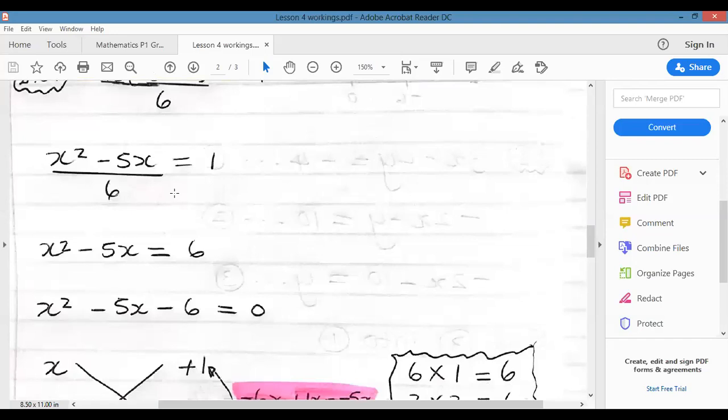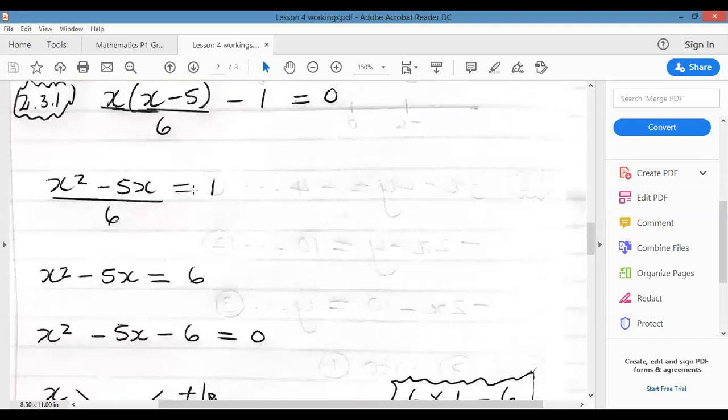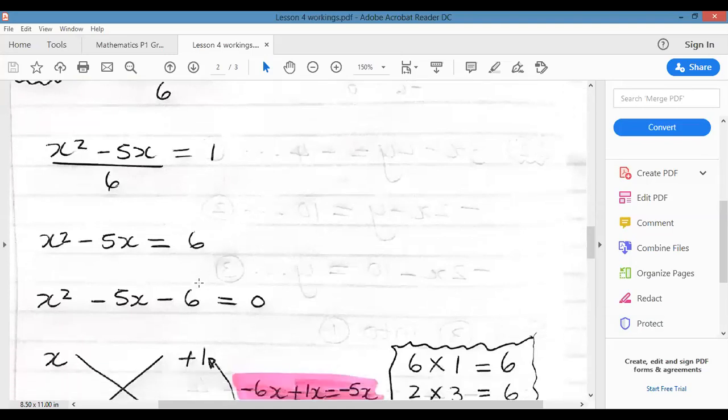Then you must apply what is called cross multiplication. So now you must cross multiply here. 6 times 1 is 6. So x squared minus 5x is equal to 6. Then you have killed the fraction. Therefore, you're going to have x squared minus 5x minus 6. When you take 6 to the other side, it will be negative because initially it was positive. So it is equal to 0, because they said solve for x.